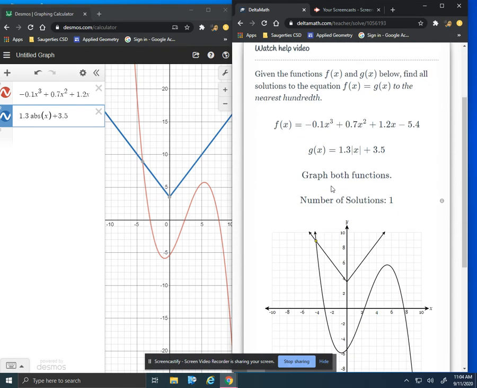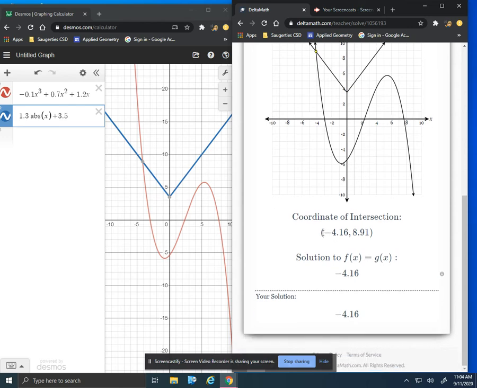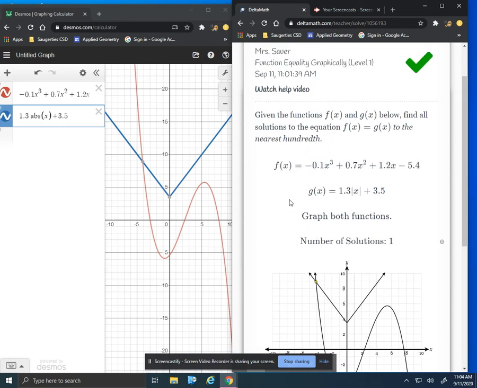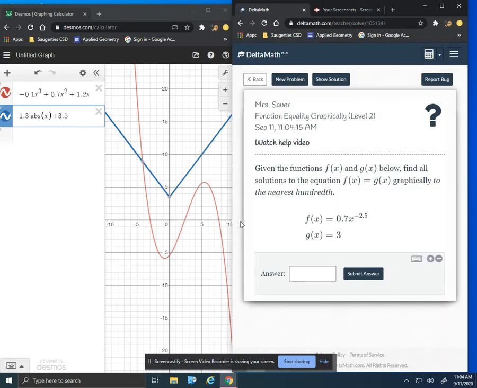Okay, so that's the correct answer. The solutions is 1, and we found that point. Here's the point of intersection, and that's the solution, is just the x value. So I'm going to go in and look at another type of question. This is called level 2. They're just different types of functions. I'm actually going to look for a new problem because I want to show you a couple things.